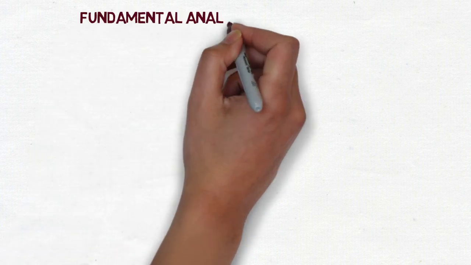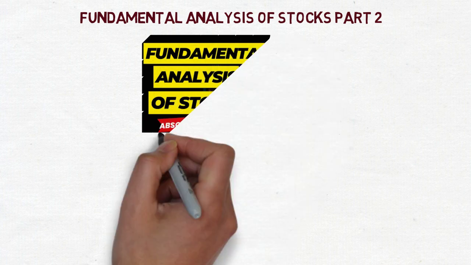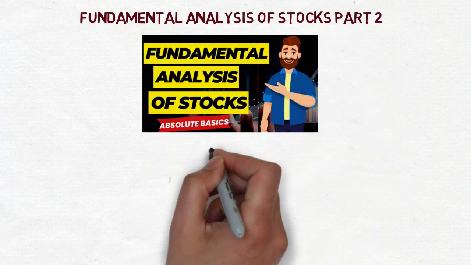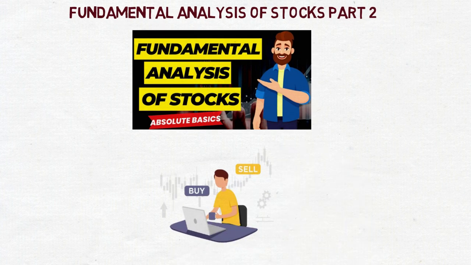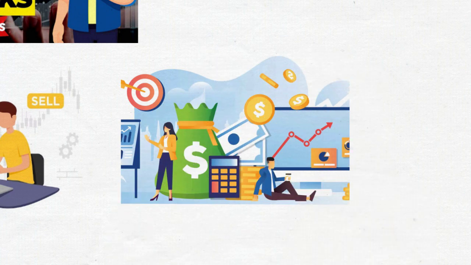So in part 1 of the fundamental analysis of stocks video, we had looked at some of the important ratios and parameters that we need to consider before investing our money in any stock. In this video, we will look at some more of these parameters that we just cannot afford to ignore while buying a stock of any company.